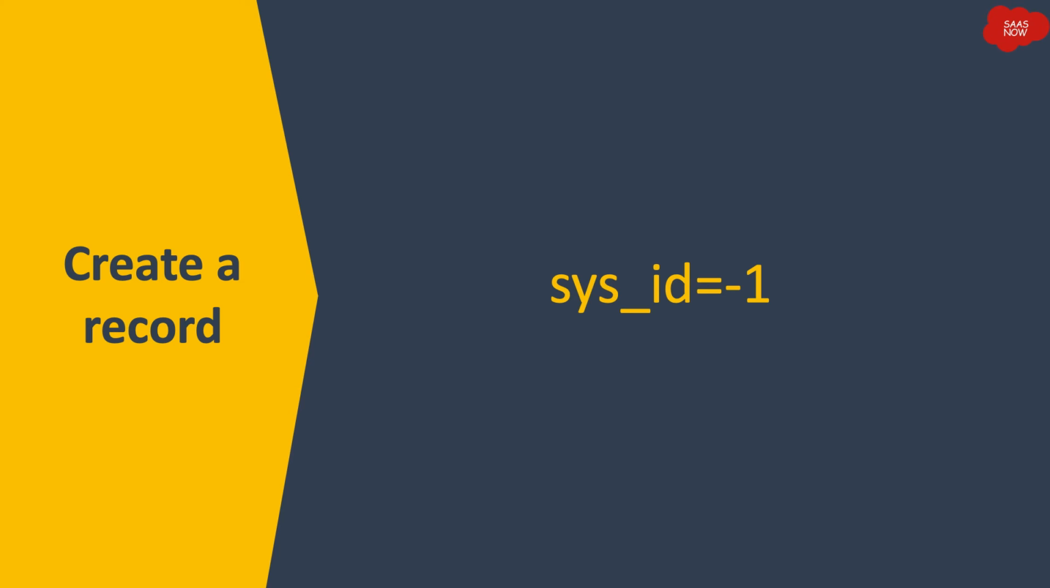You can also open a new form for a table with a URL. That means to create a record. So if you have to create a new record and you want to open the new form, that is also something you can do. You just need to use sys_id equal to -1.